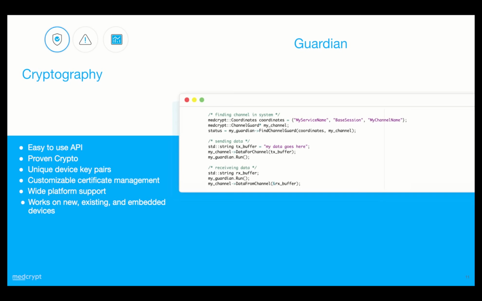Finally, about Guardian, as well as about all of our products, they work on new as well as existing, as well as embedded devices. Okay. Let's go ahead and shift gears then. We'll talk about the second product. If you could forward, please, Kate.